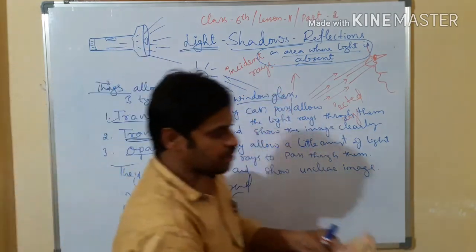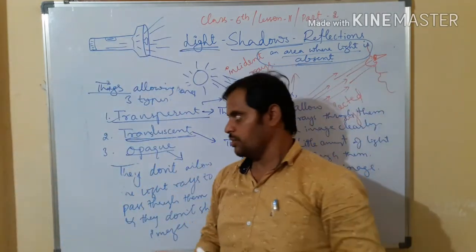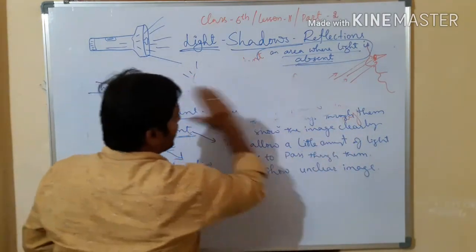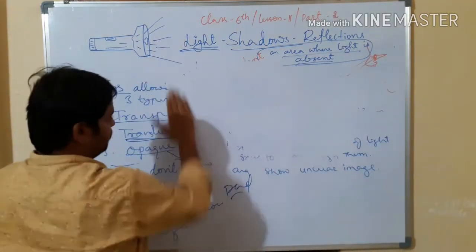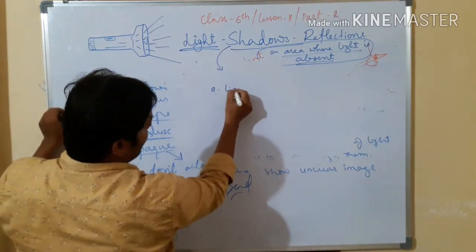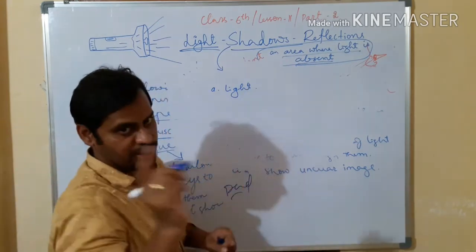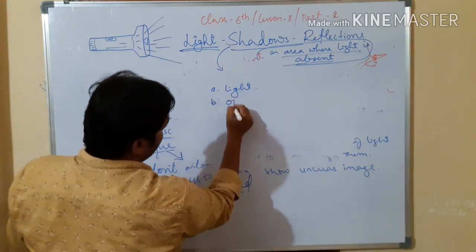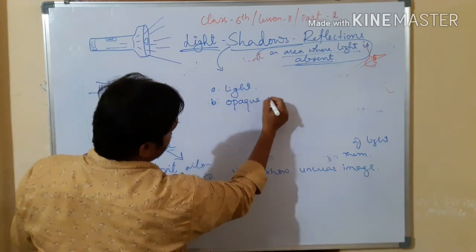Right. So what do we require to get the shadow? Okay, I will write here, what we require to get the shadow. To get the shadow, we require light. First of all, we require light. Very good. Number two, opaque material.